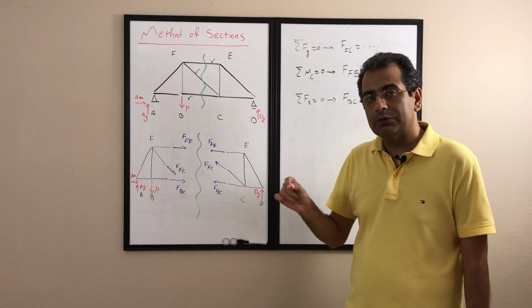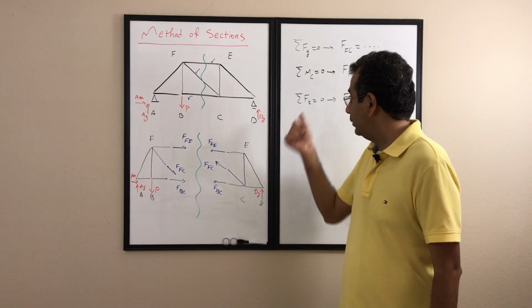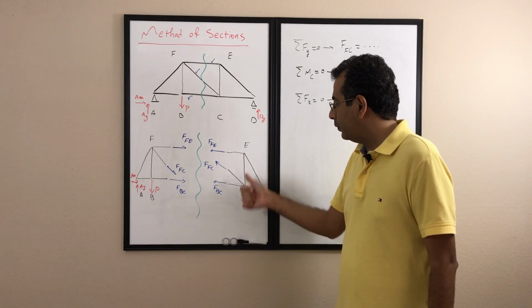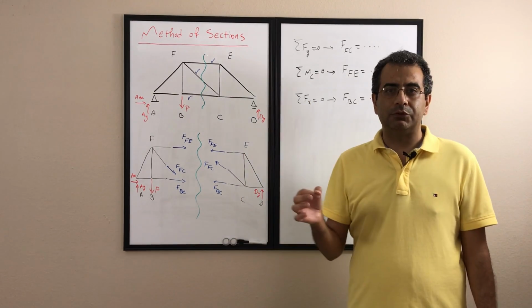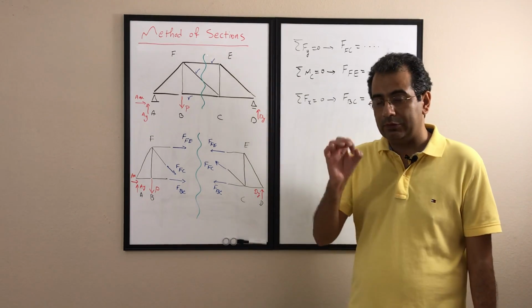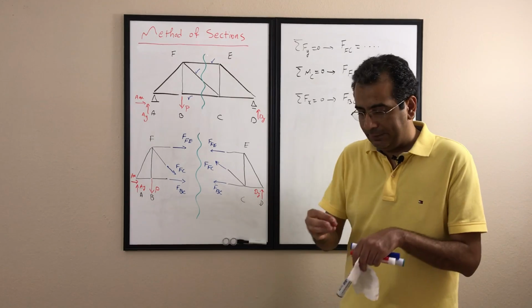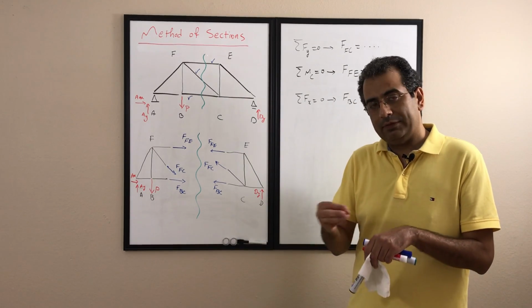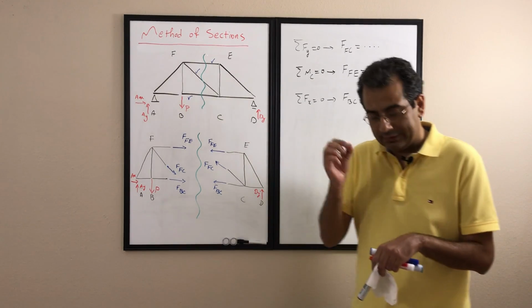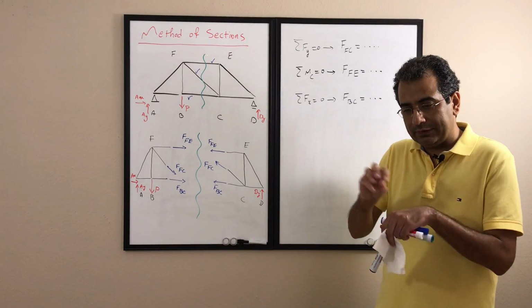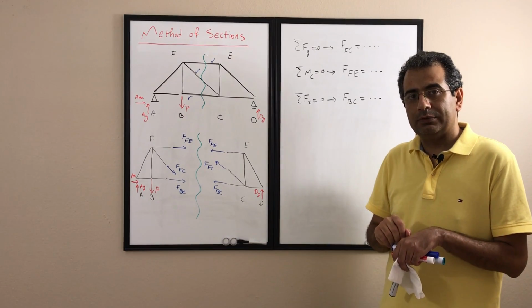We cannot use the moment equation for the joint. There is no moment at the joint because they are pinned. So we don't use the moment equation at a single joint. When we do the method of joints, remember, we never use the moment equation. There is no moment at the joint if we separate the force at the joint.